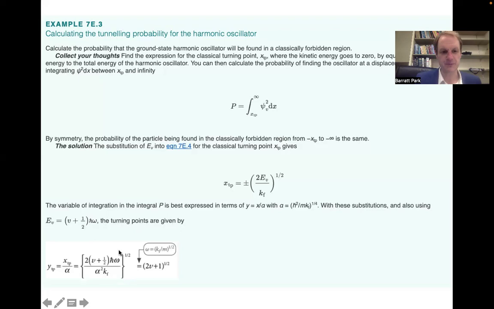And next, what you can do to simplify this expression is plug in the expression for omega. Omega is equal to the square root of k over m. And you can also plug in the expression for alpha. Alpha is this expression here. And when you do that, there's going to be a whole lot of cancellation. You're going to see the factors of h bar, they all cancel. The factor of m cancels. And the spring constant k sub f in the numerator and denominator also cancel. And you're going to be left with the square root of 2v plus 1. Okay, but in this particular problem, we are working in the v equals 0 state. And so the y value at the classical turning point is just going to equal 1, right? The square root of 1 equals 1.